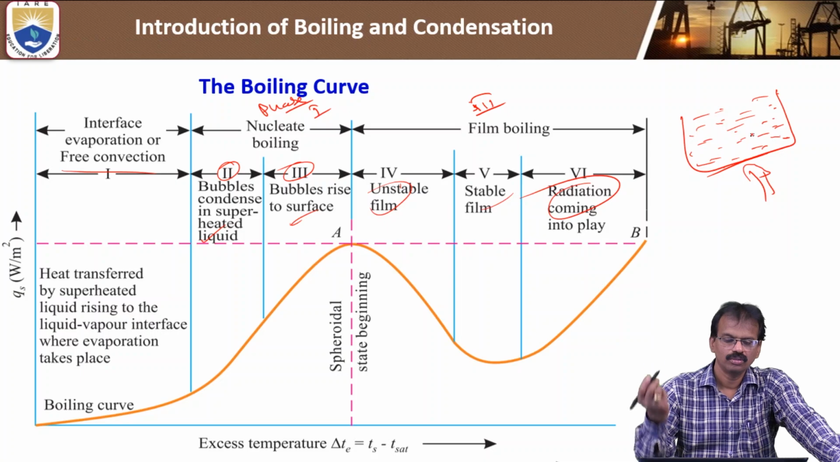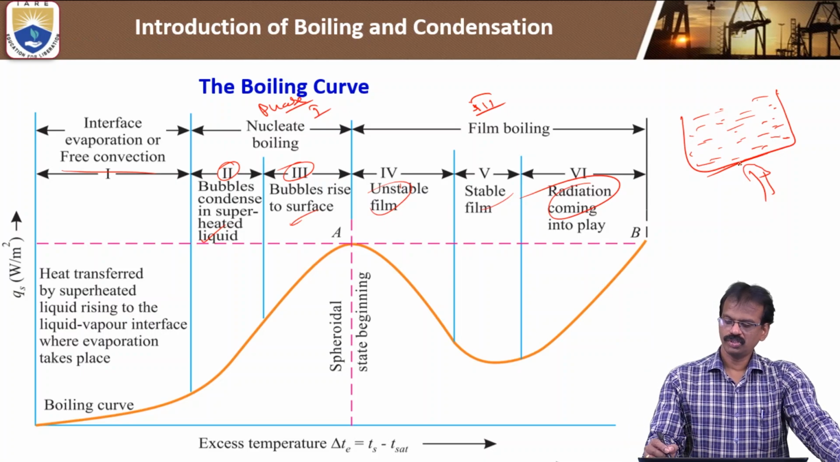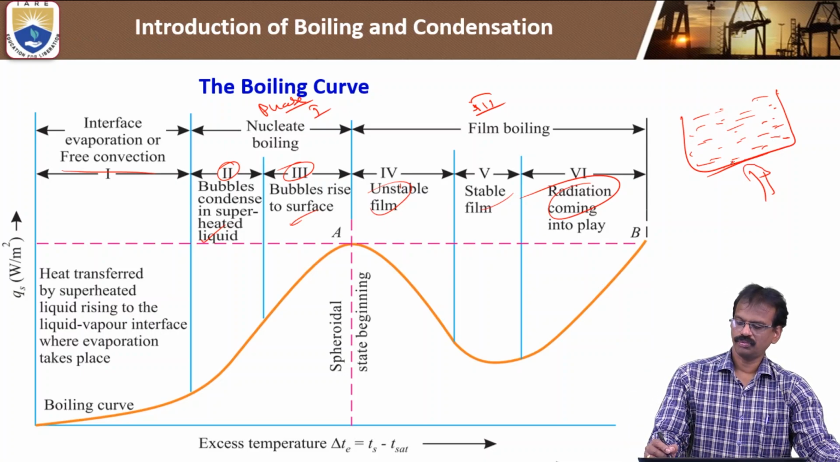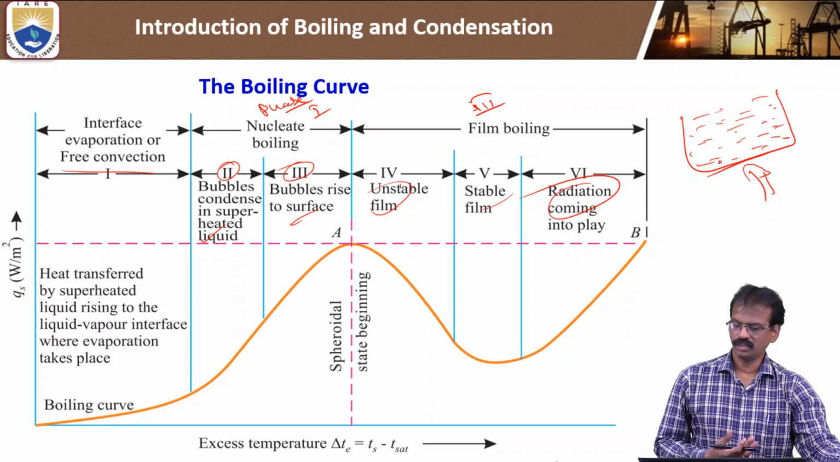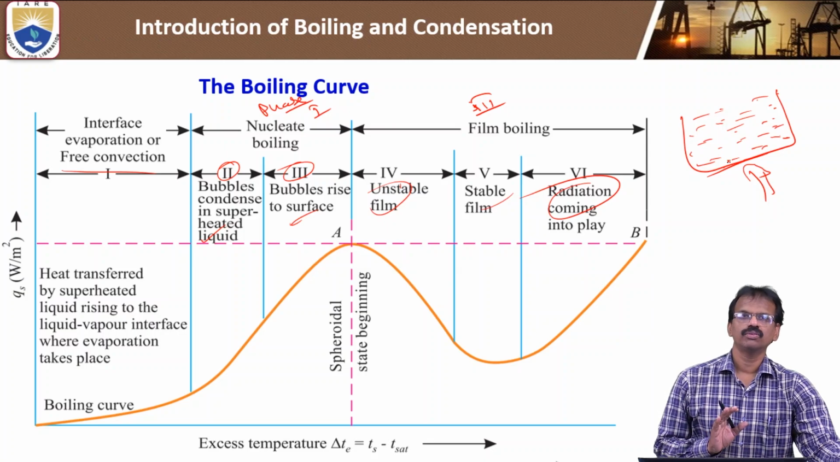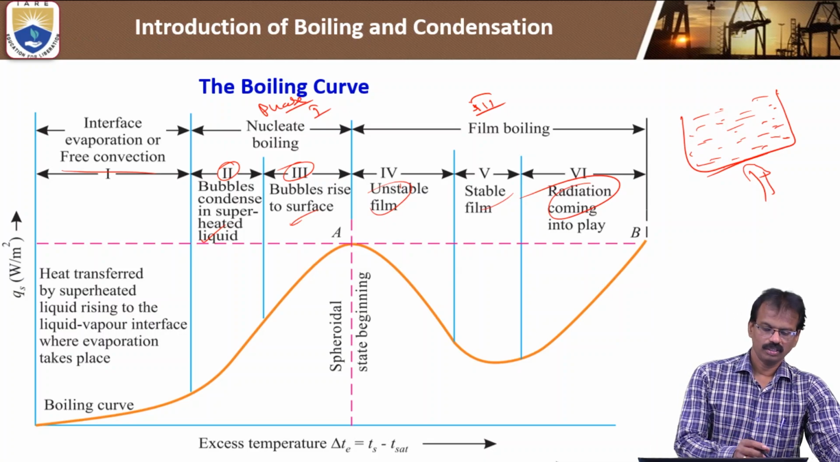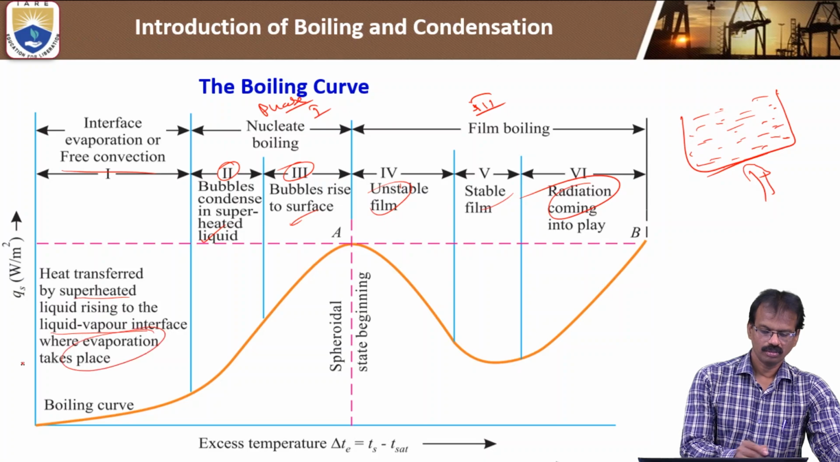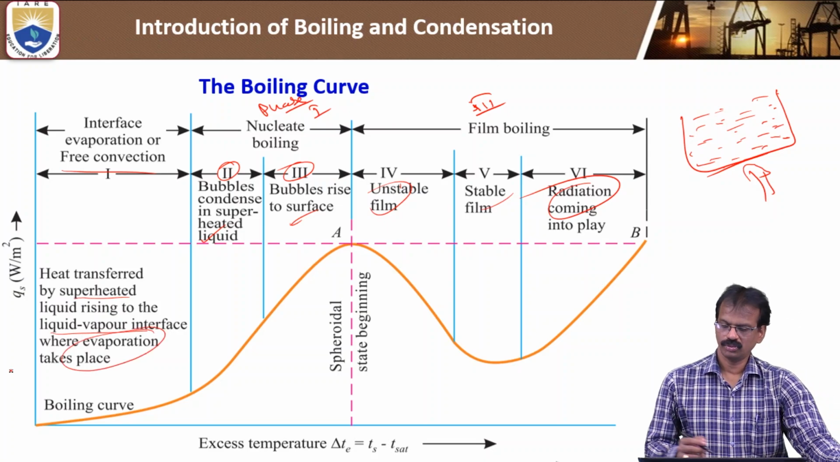Okay. So here the particles which are very near to the surface will be heated. The less dense particles move in an upward direction, and the heavy dense particles move in a downward direction. So this one is the free convection process. Here heat is transferred by superheated liquid rising to the liquid-vapor interface. This is where vaporization takes place.